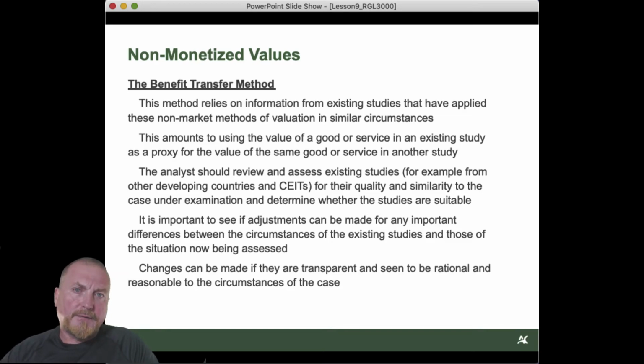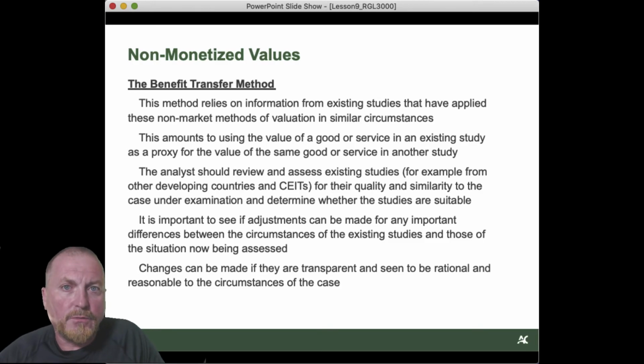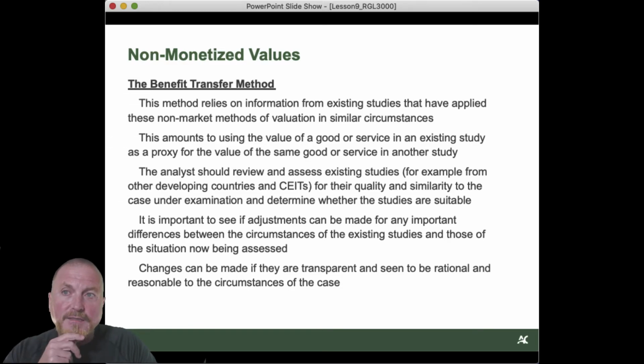Now, the final technique that we talk about is what we call the benefit transfer method, and that's essentially what you folks do in your term papers, which is that we rely on the information from existing studies that have applied these non-market methods of valuation in similar circumstances. In other words, we look at studies that have attributed values to non-market prices in other studies through sophisticated methods, but then we adjust those methods to the Canadian circumstance or the circumstance that we're working in, all right?